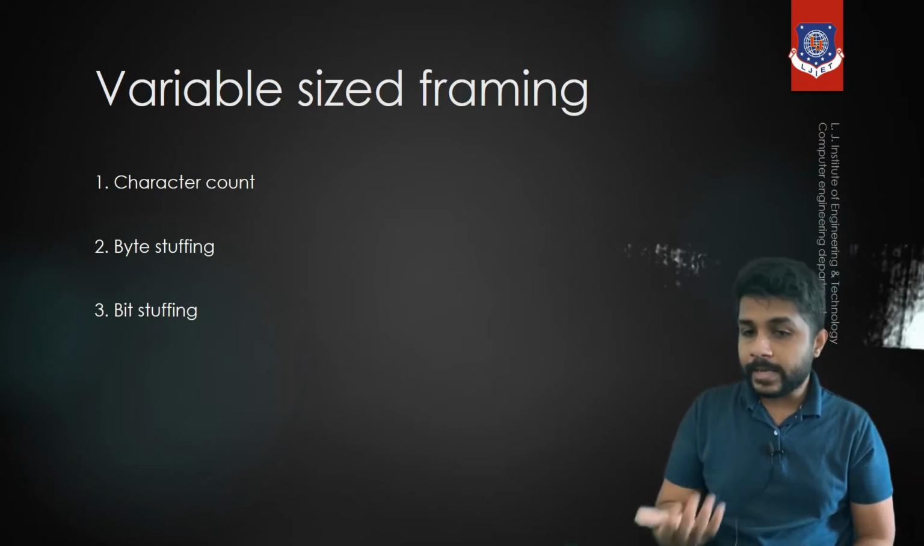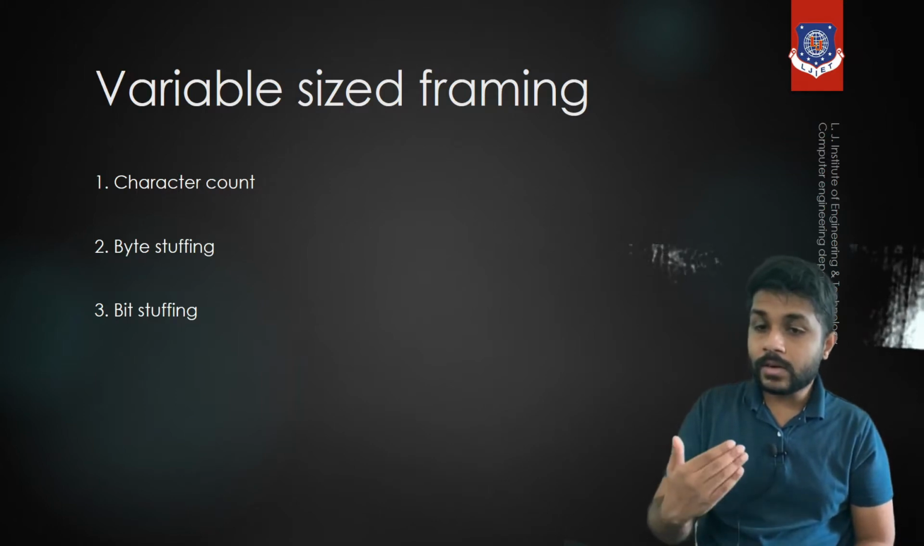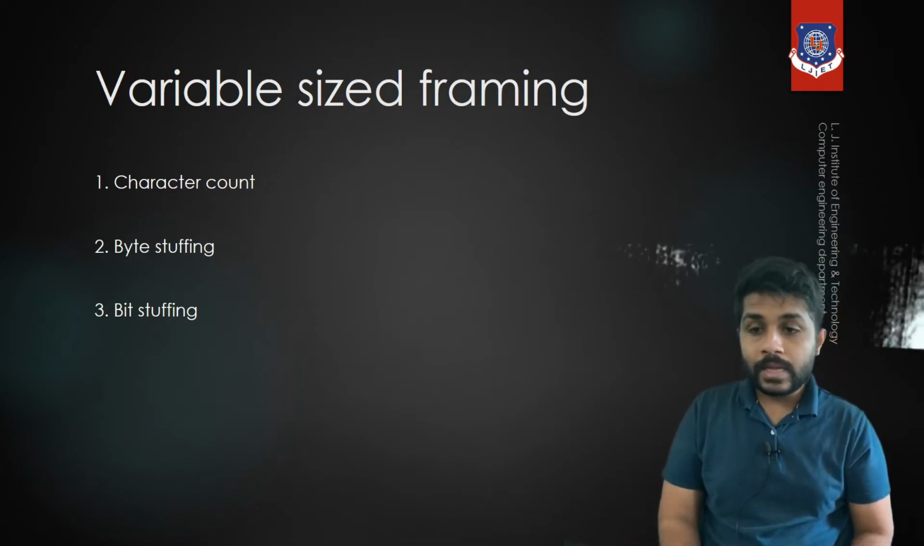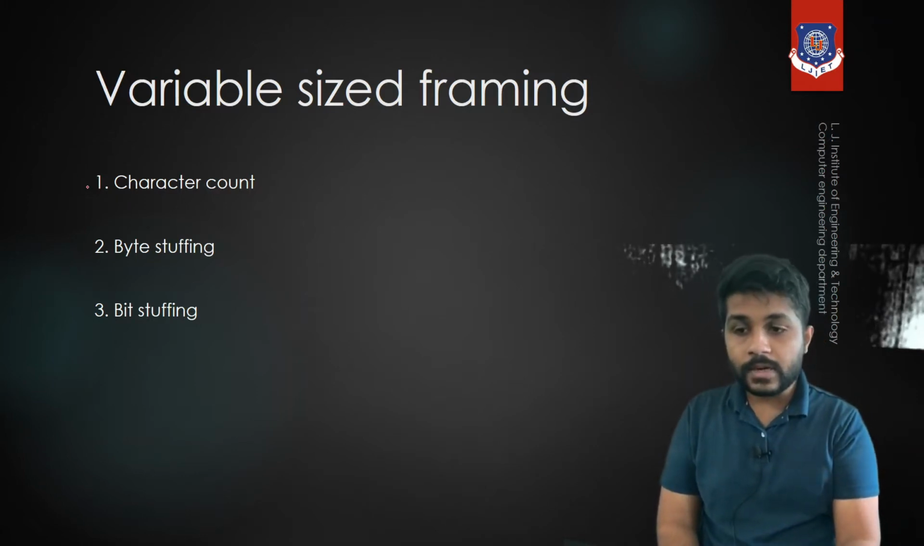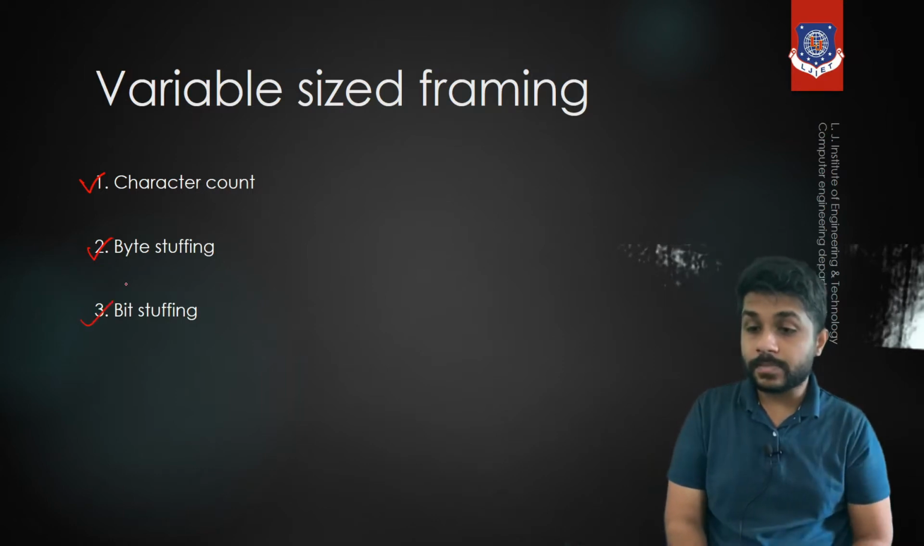There were many disadvantages of fixed size framing, so there are other methods available too. These are the variable size framing methods. Variable size framing is further divided into three types. The first one is the character count method. The second one is byte stuffing and the last one is bit stuffing. Now let's see what the character count method is.